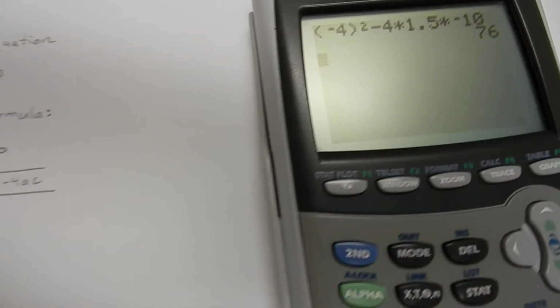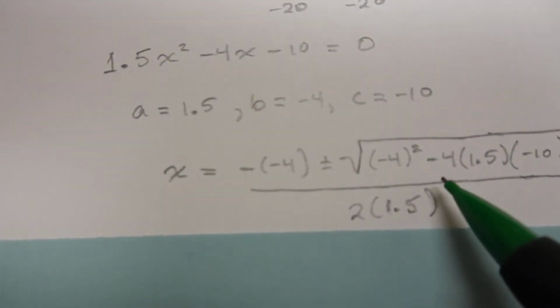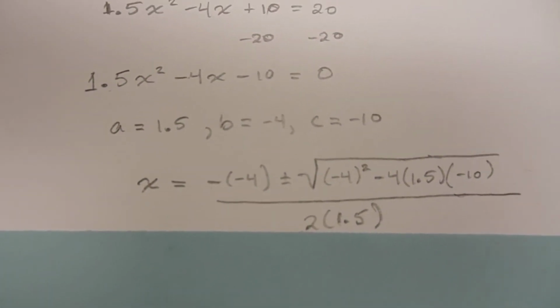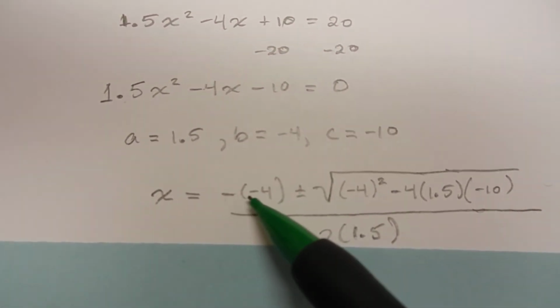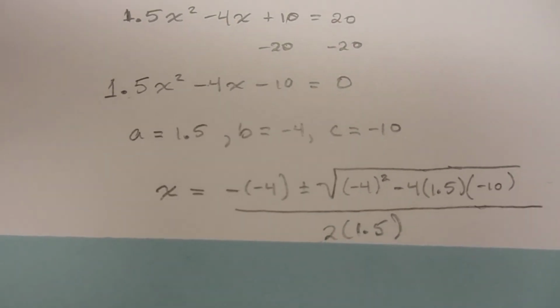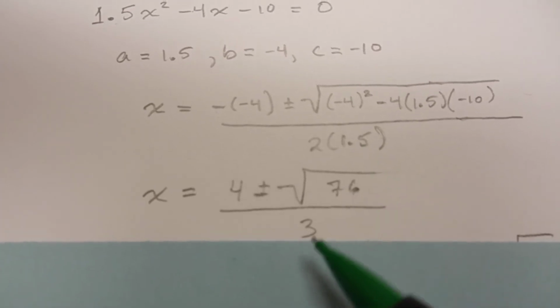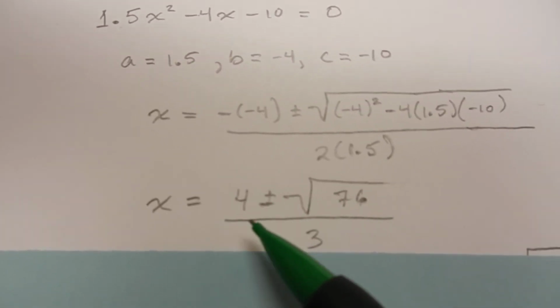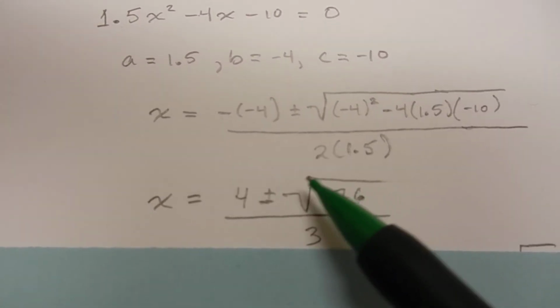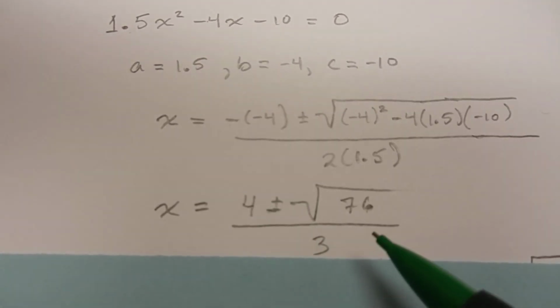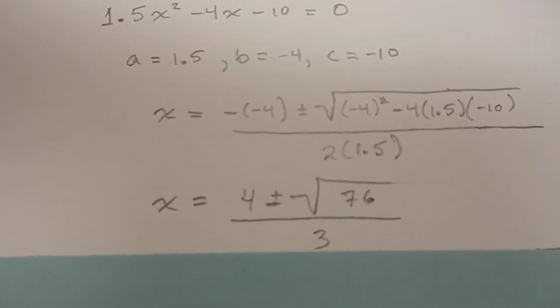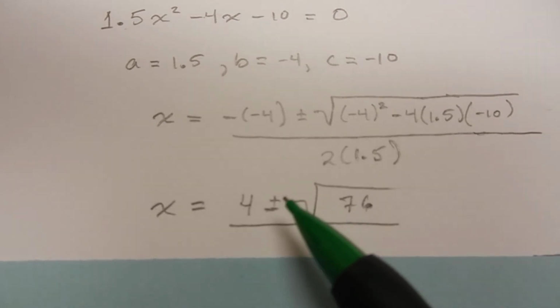So that's 76. So what we have here is a value of 76 underneath the square root. That's a negative of a negative 4, so that's positive. And then on the bottom we get 2 times 1.5, or 3. So this is a good way to calculate this value. And now we can use our calculator to find the value for these two values. Remember, it's plus and minus. So let's go over here and do this.